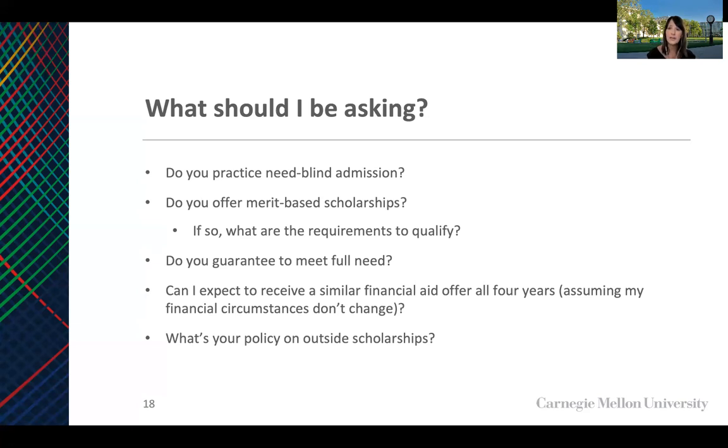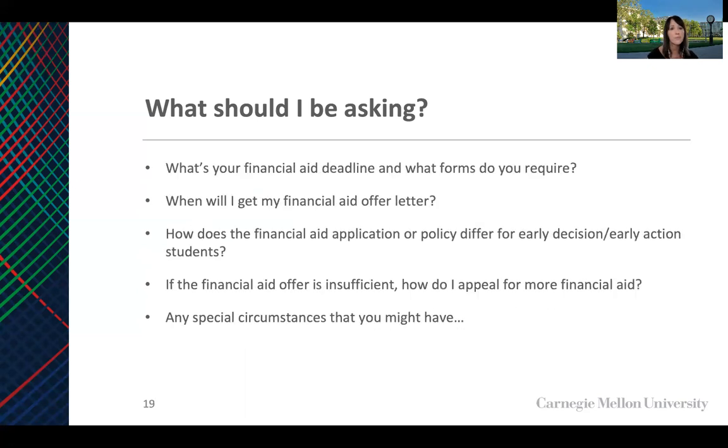What's the policy on outside scholarships? So some will use the outside scholarships to meet your need, to meet your cost of attendance. You want to make sure that they're not replacing any of their funding with your outside scholarships. So that's a great question to ask if you're looking to apply to outside scholarships. How will those outside scholarships be applied to your financial aid offer?